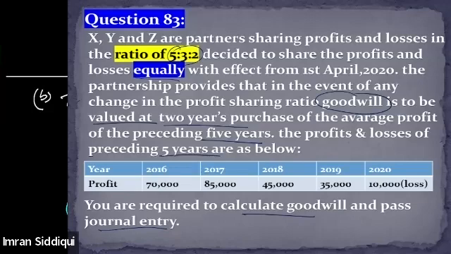Then everyone please find out the goodwill for this question and then accordingly pass the journal entry. I'm waiting for you to finish. Just calculate the value of the goodwill and then pass the journal entry. Let me know the answer.